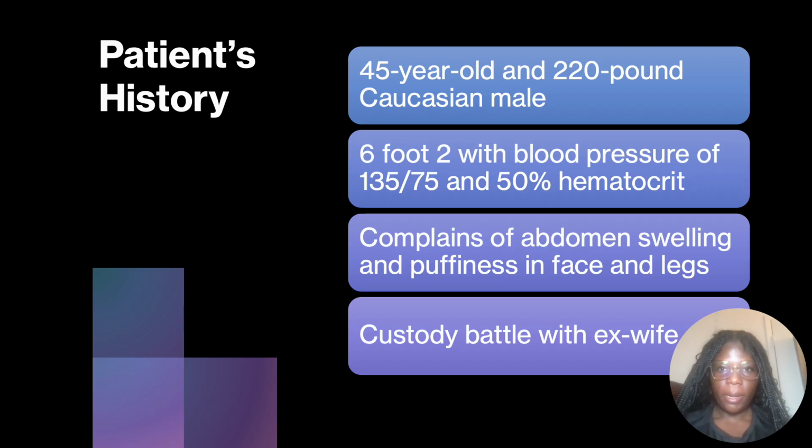So now about the patient. The patient is a 45-year-old and 220-pound Caucasian male. He is 6'2" with a blood pressure of 135/75 and 50% hematocrit. He complains of abdomen swelling and puffiness in his face, as well as his legs.